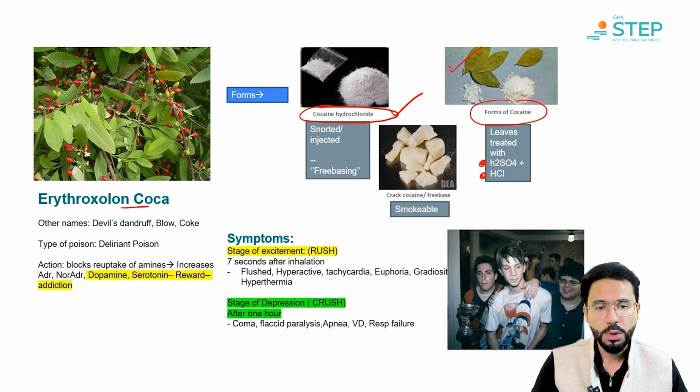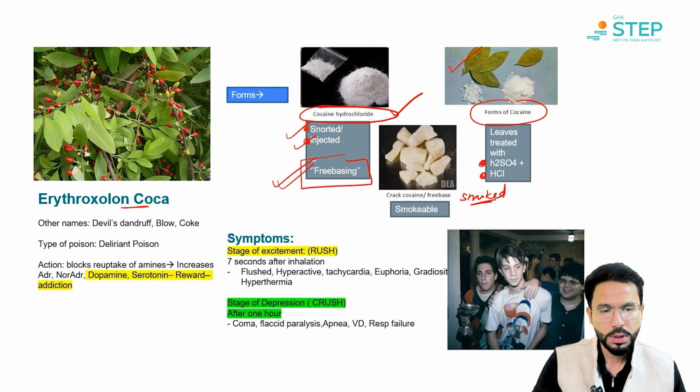Cocaine hydrochloride is important because it can be taken either by snorting, injected, or it can be smoked. So if it is snorted or injected, the act is called freebasing. Remember, freebasing.